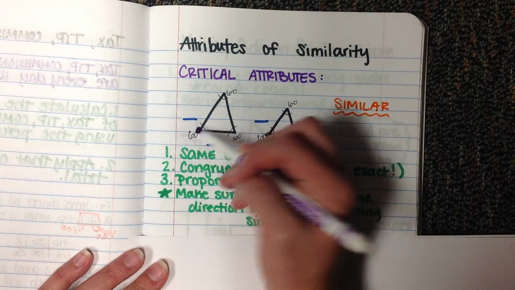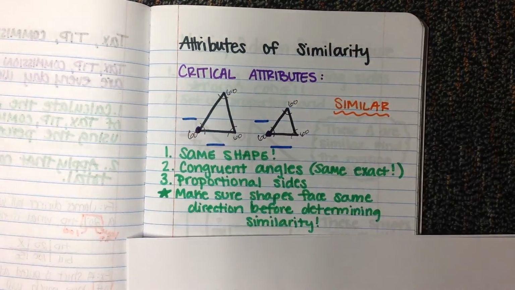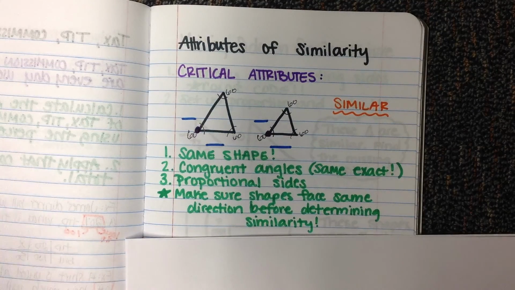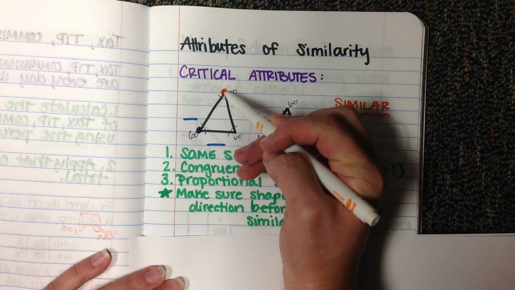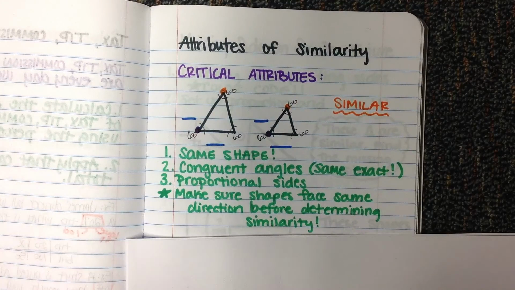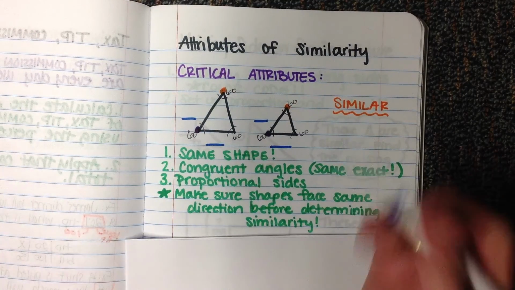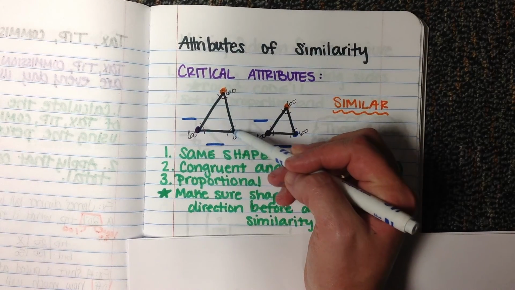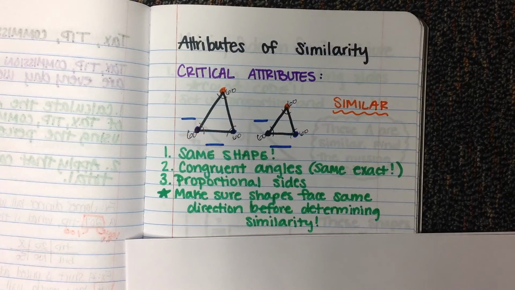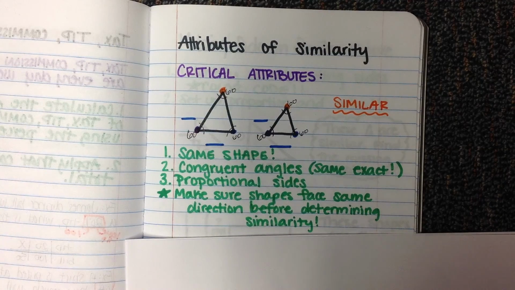So the purple angles have to be similar to one another. The orange angles have to be similar to one another. And the blue angles have to be congruent to one another. They have to be exactly the same. Remember, an angle is talking about degrees. So you can have a little bitty triangle and a big, huge triangle, and they can still be similar if those angles are the same.